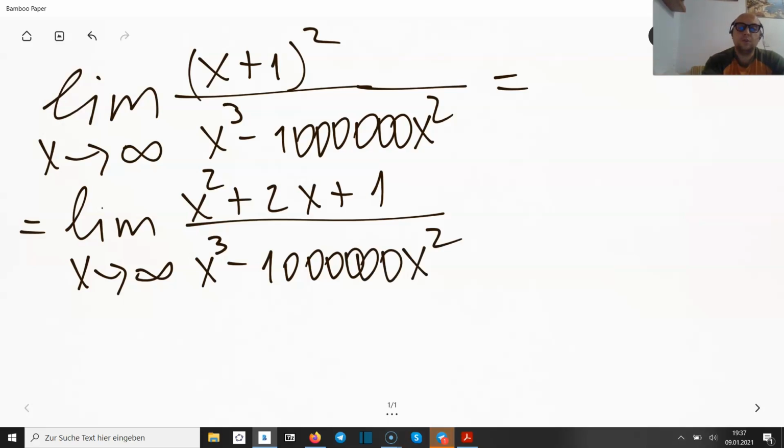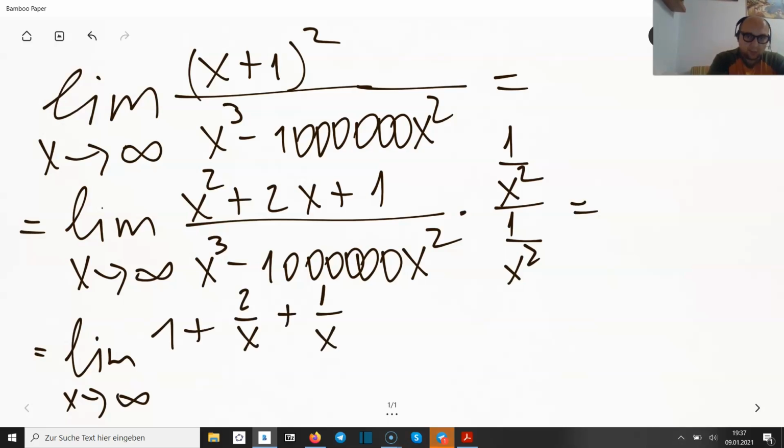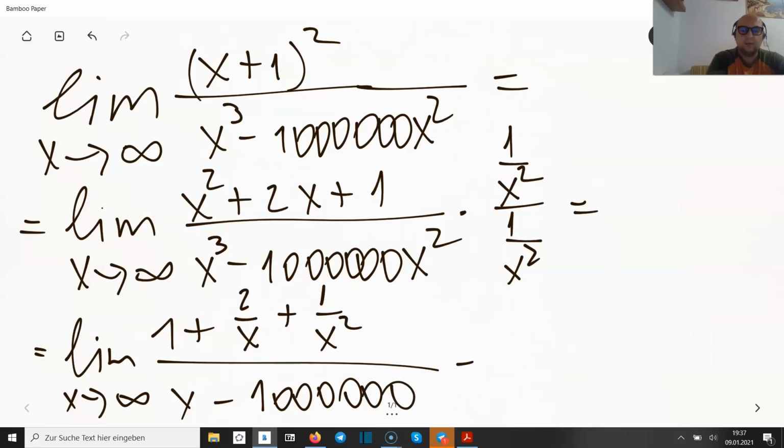So what we're doing is we're multiplying it times 1 divided by x squared here and there. And now you immediately see what's happening. We're having a limit x towards infinity, 1 plus 2 divided by x plus 1 divided by x squared, over x minus just 1 million. Well, even though it's a pretty big number for our finite world that we're living in, 1 million is nothing if you compare it to infinity. So those two fractions are disappearing pretty quickly.